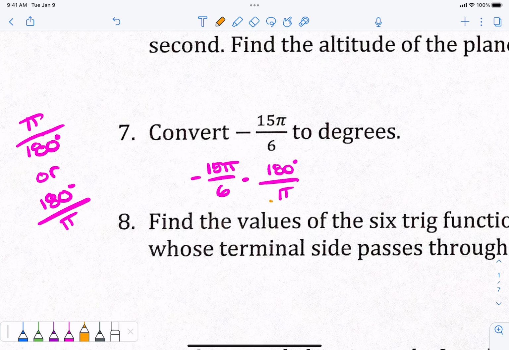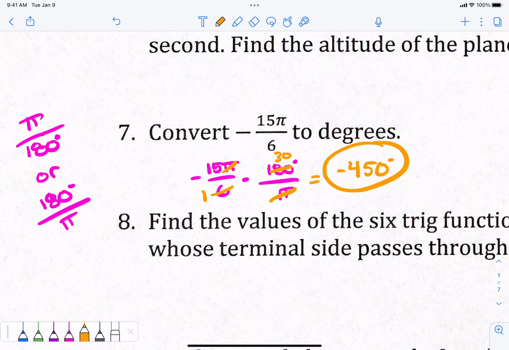Okay, so my pi's cancel. Multiply 15 by 1, negative 15. I'm gonna reduce. This becomes 1 and this becomes 30. 15 times 30 is 450. Why don't you just take 3 away from all of them?